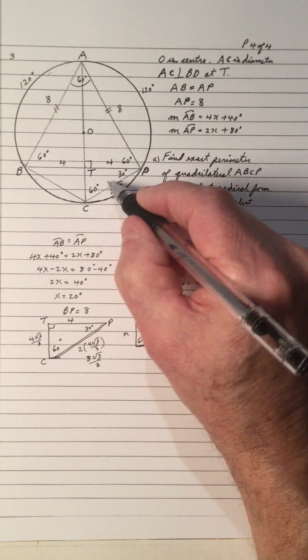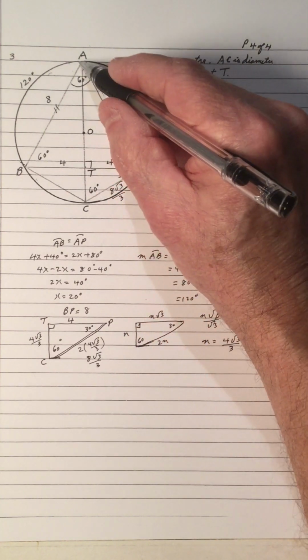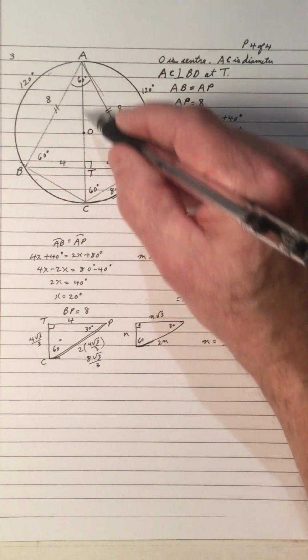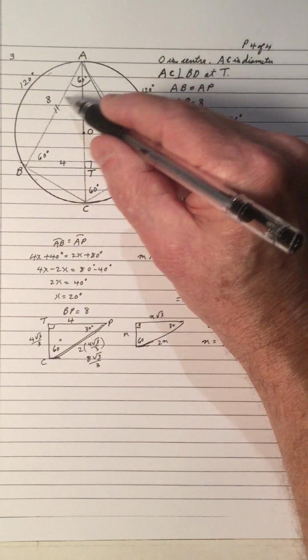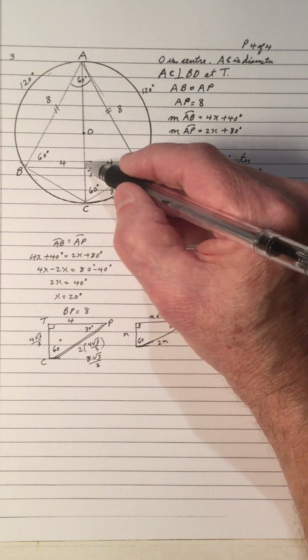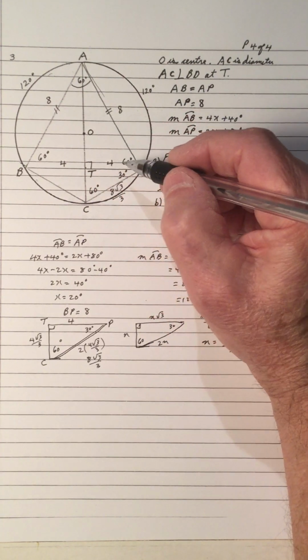And since this triangle right here, APC and APT and ATP, these two triangles are congruent. This side is equal to this one. This is common. This is bisected, so these triangles are congruent.